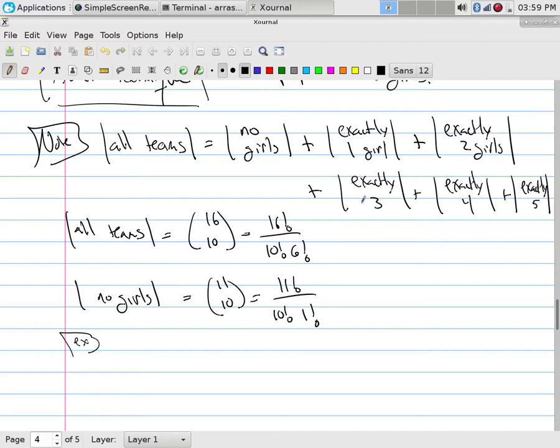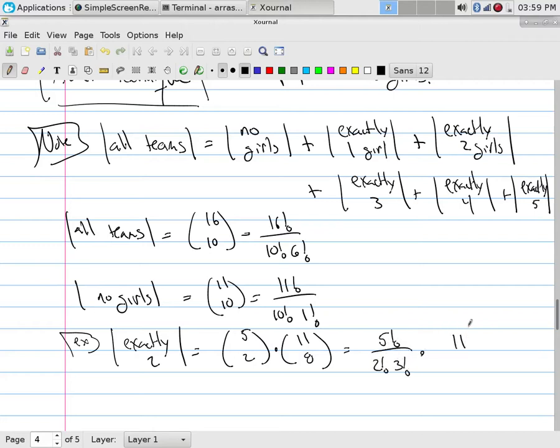And then we could go through here and have, for example, we've already done the exactly 3. I could do the exactly 2, which would be from the girls choose 2, and then from the guys choose 8. And so that would be 5 factorial over 2 factorial, 3 factorial times 11 factorial over 8 factorial, 3 factorial, whatever that number is.